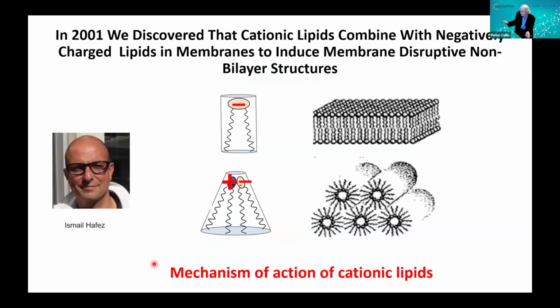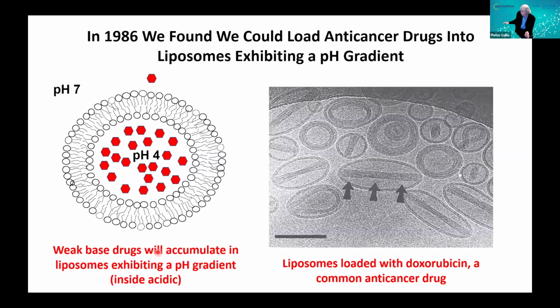nanoparticle systems. In 2001, we discovered that if we added negatively charged lipids to positively charged lipids, we could flip them from a bilayer to a hexagonal phase. And this really corresponds to the mechanism of action of cationic lipids. They're really able to disrupt, induce fusion with biological membranes. So again, fairly basic studies, but really turned out to be quite useful. But we got a bit distracted.